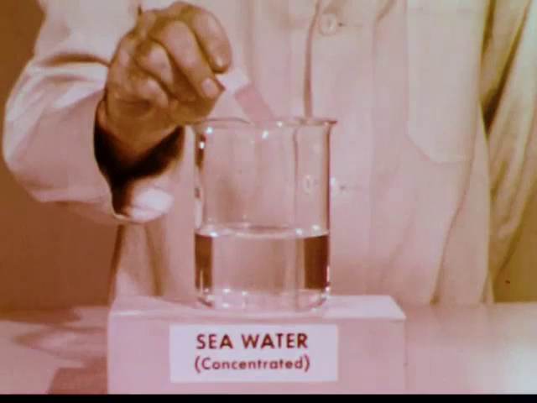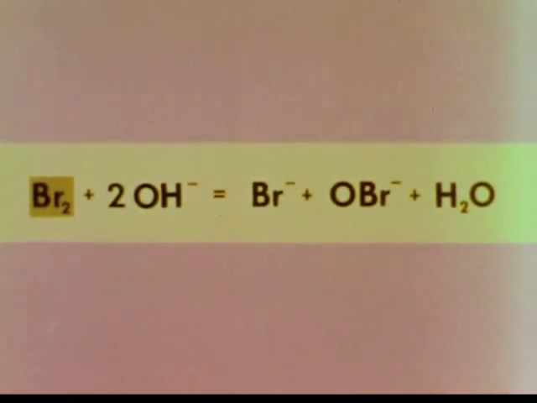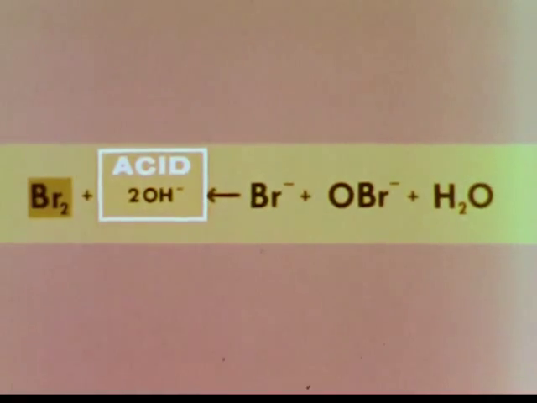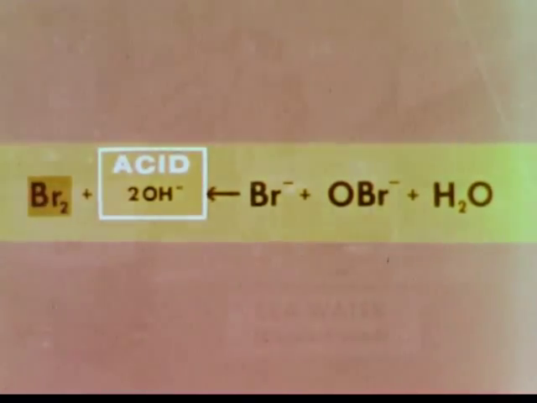Seawater is basic. Since seawater contains hydroxide ions and also bromide ions, perhaps the equilibrium we studied earlier exists. If so, by adding acid to lower the hydroxide concentration, we should be able to produce elemental bromine. Let's find out.